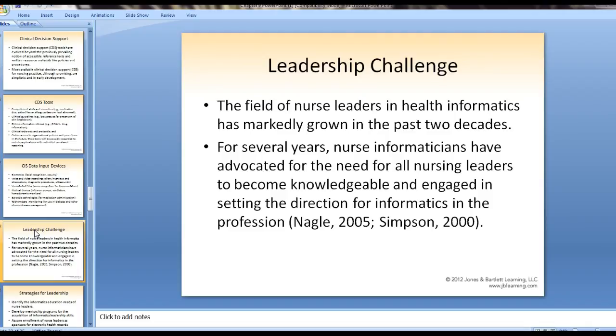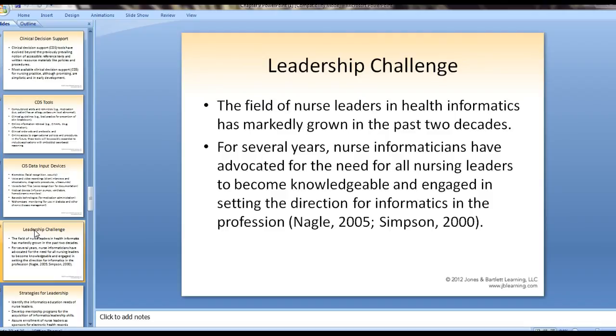The field of nurse leaders in health informatics has markedly grown in the past 2 decades. For several years, nurse informaticians have advocated for the need for all nurse leaders to become knowledgeable and engaged in the studying of the direction of informatics. It's really hard for your manager to mandate that you do a bunch of stuff and they don't know how to use it. They are in the field with you and can help you.